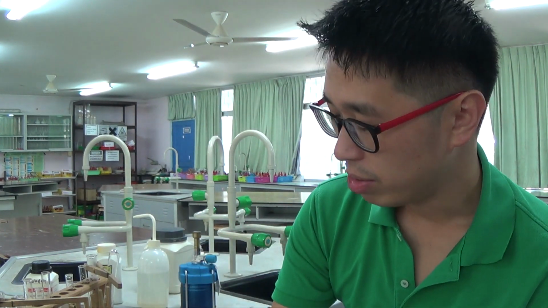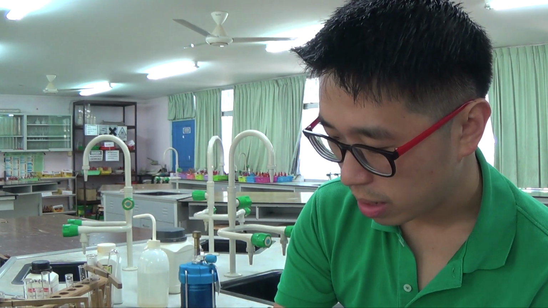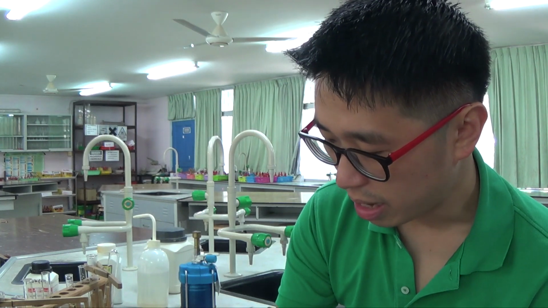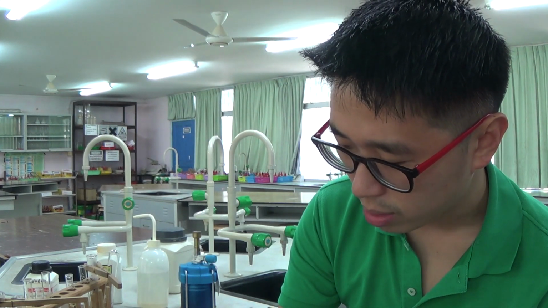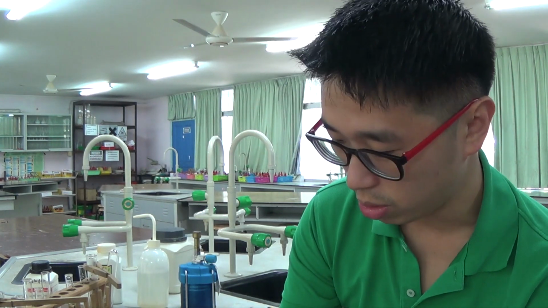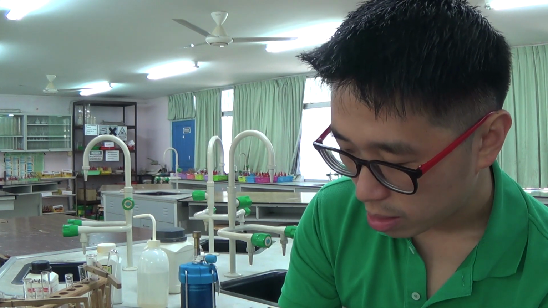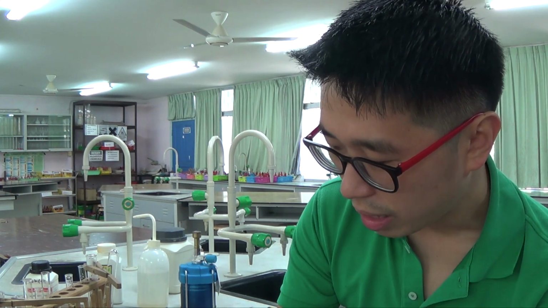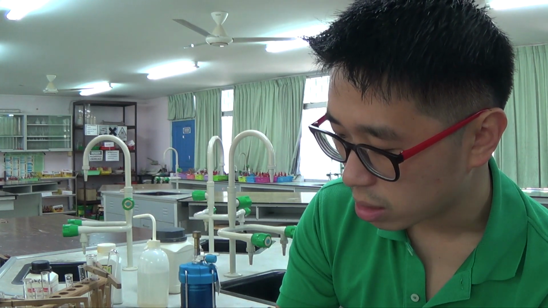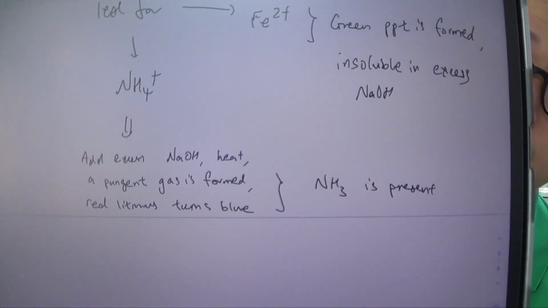Okay. So I test for ammonium ions. What is this? Add excess NaOH. Heat it, and then a pungent gas is formed. Pungent meaning quite smelly, in a bad way, okay, smells like your urine actually, when you go to the toilet. Red litmus paper turns blue. That is your observation, and then your conclusion is NH3 gas is present, and you get the NH3 gas as a result of just adding NaOH and heating it.